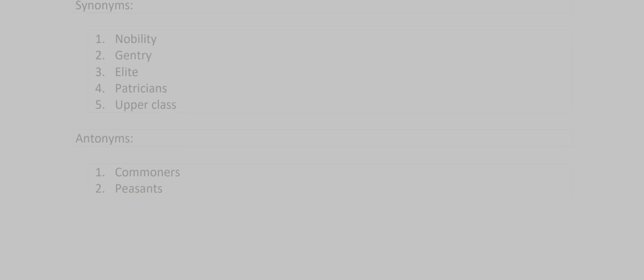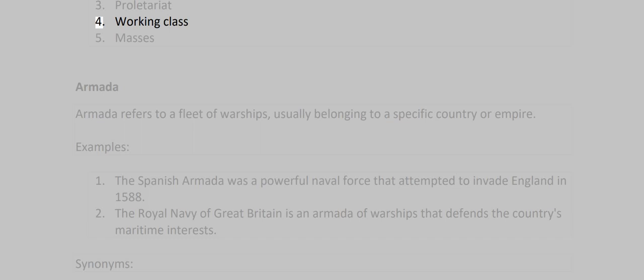Synonyms. 1. Nobility. 2. Gentry. 3. Elite. 4. Patricians. 5. Upper class. Antonyms. 1. Commoners. 2. Peasants. 3. Proletariat. 4. Working class. 5. Masses. Armada. Armada refers to a fleet of warships, usually belonging to a specific country or empire.